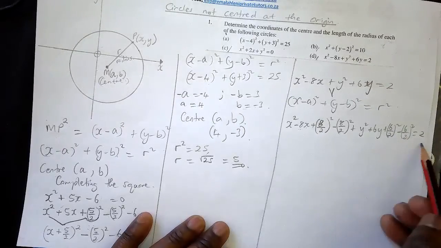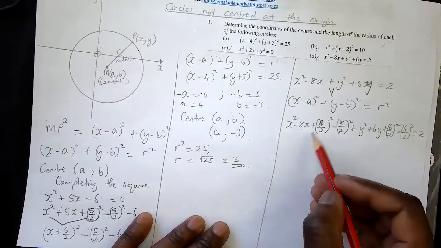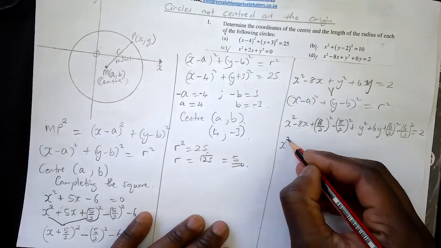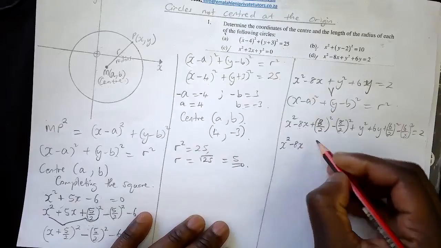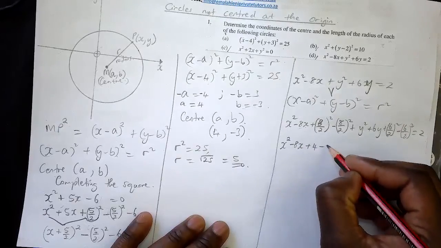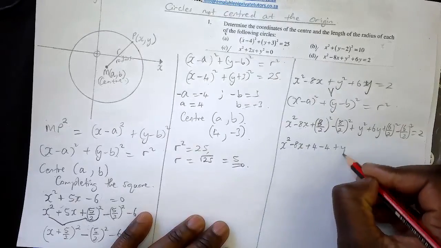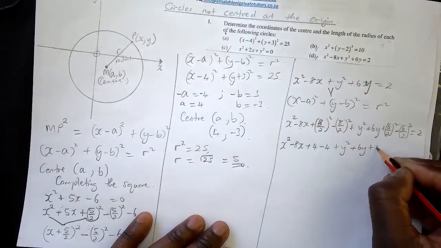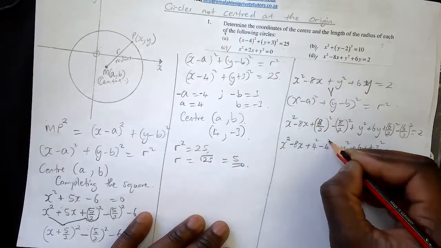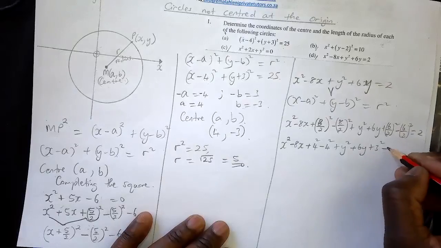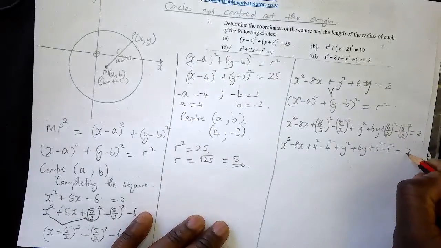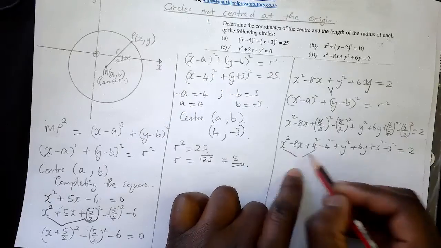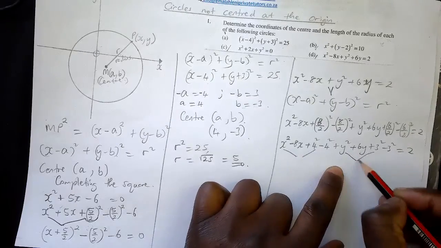Now, when we have that, what do we do after that? I want to write it nicely here. x squared minus 8x plus 4 squared minus 4 squared, plus y squared plus 6y plus 3 squared, minus 3 squared is equal to 2. Now, what do you do now? You know that this is a perfect square. This is also a perfect square. Where do you take the sign?